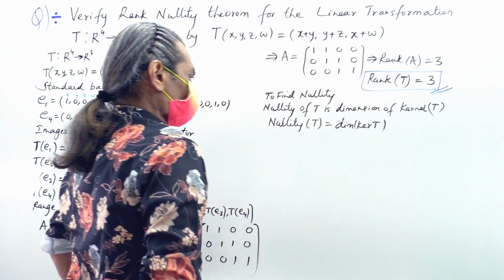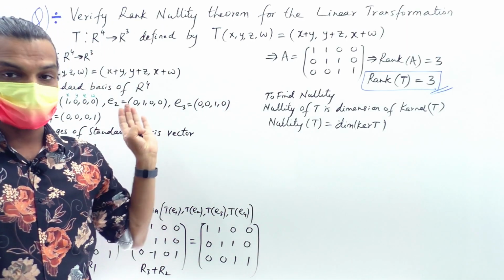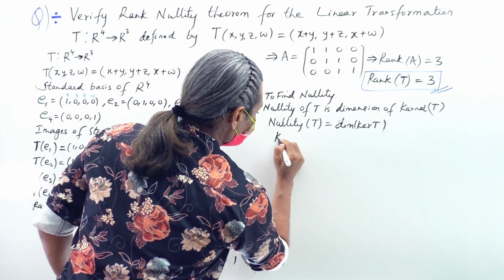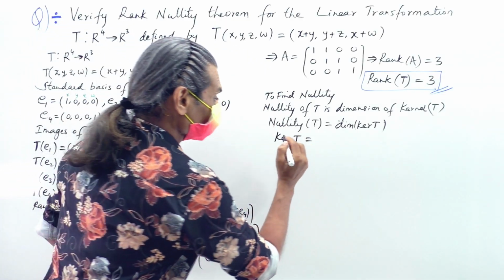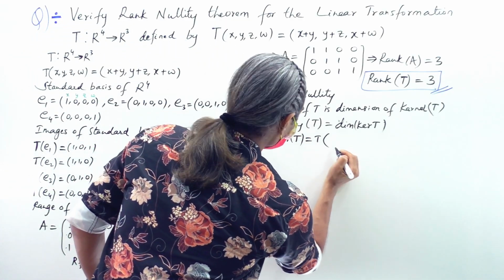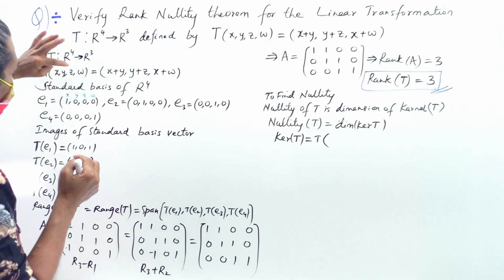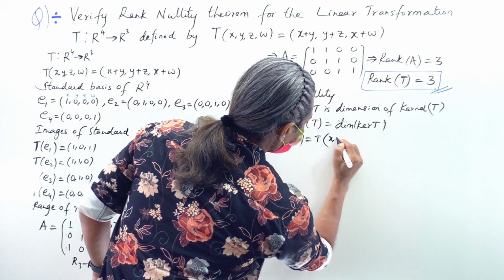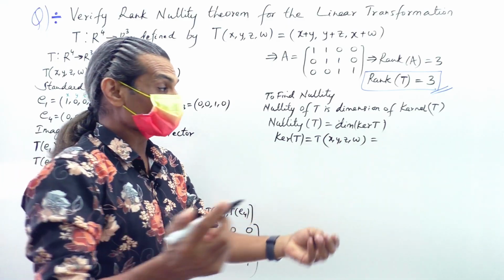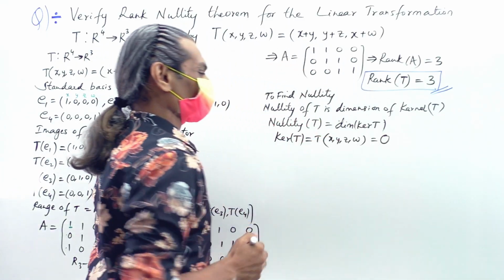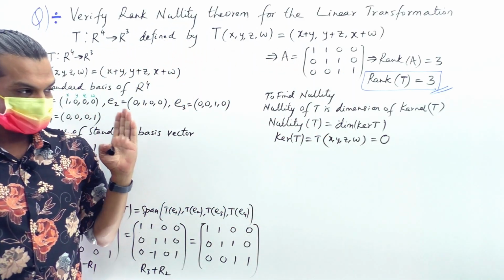Okay. So nullity of T is what? Dimension of kernel of T. What is kernel of T? Kernel of T is nothing but T of (x, y, z, w) equals 0. That is nullity. That's how we define it.